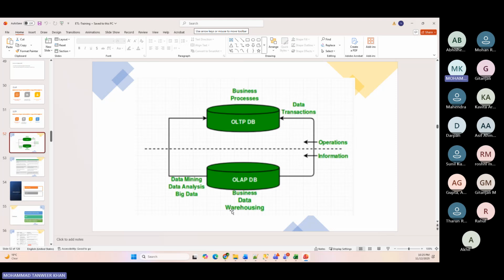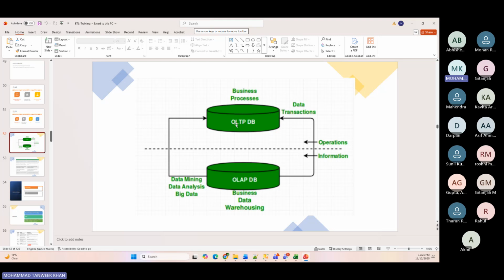Now, many people have this confusion. What is the difference between data warehouse and database? Same difference. Warehouse keeps the historical data, and database keeps the daily transactional data. So if I'm telling OLAP, it means the historical data, which will be kept in the data warehouse. Generally, the mining data, analysis data, the big data, they are kept in this system.